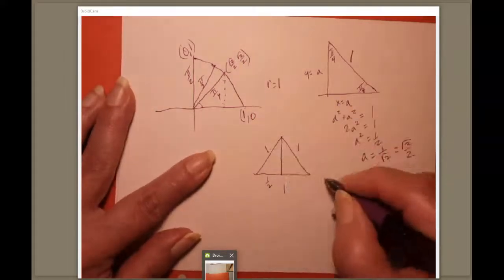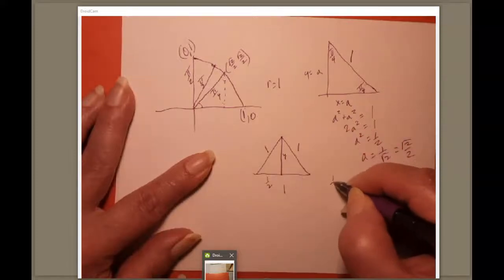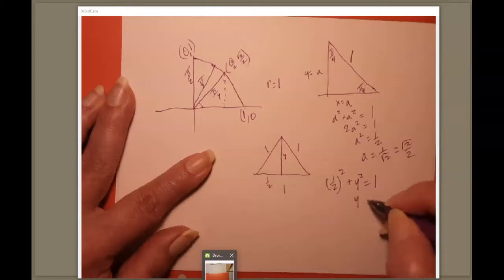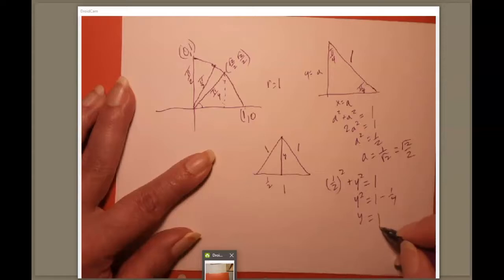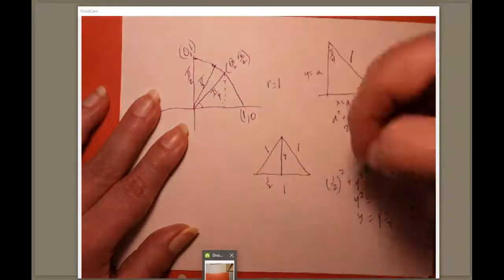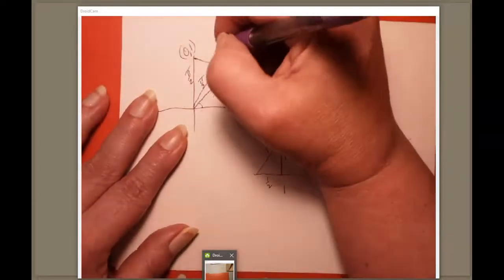So I can write that 1/2 squared plus y squared is equal to 1. So that gives me y squared is equal to 1 minus 1/4, which gives me y is equal to the square root of 3/4, which is the square root of 3 over 2. So this is how we come up with these numbers. So the y value is square root of 3 over 2. The x value is 1/2.